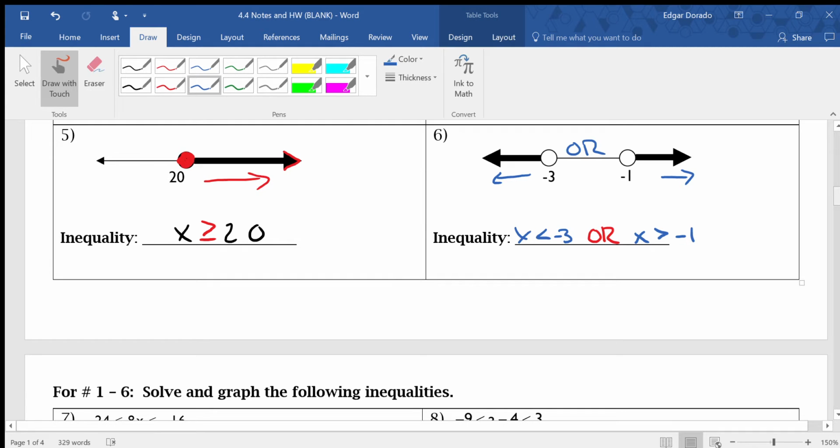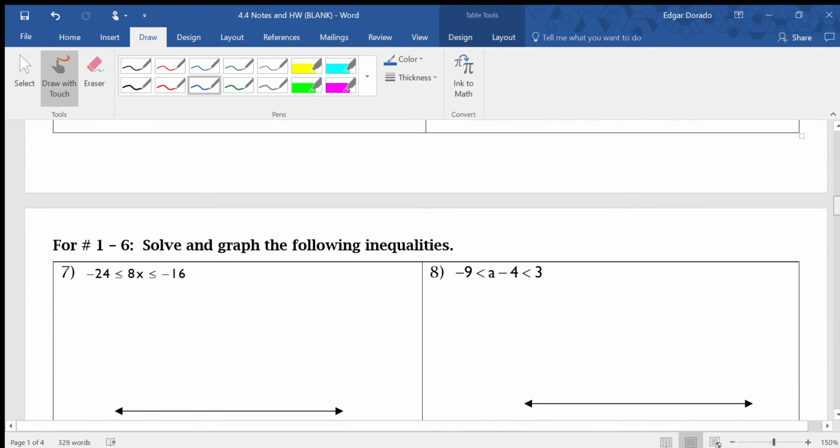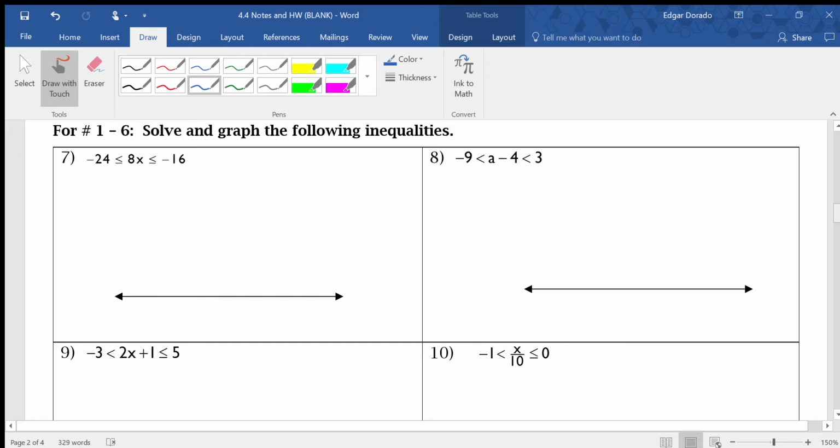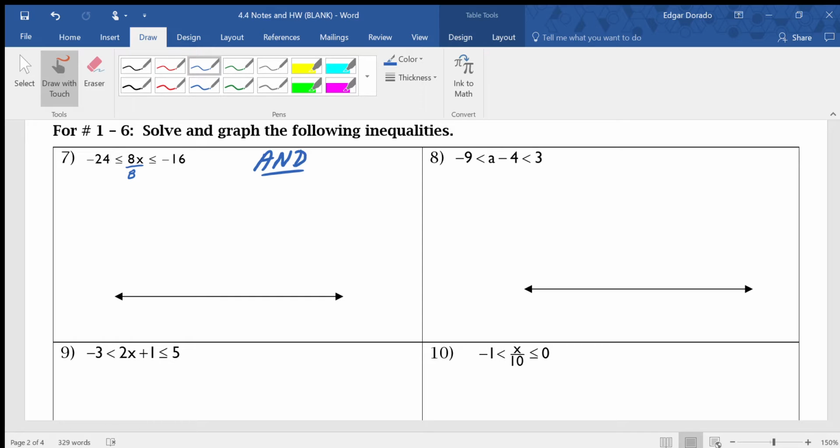Number 7 says that we have some inequality, okay, and actually that looks like an and statement, right? Looks like an and inequality, but we don't have our solution set yet because we actually have to solve for it. So let's try solving this first inequality. The first thing we should do is divide by 8, because I want the x by itself. We know we always have to have the x by itself, but let's be careful.